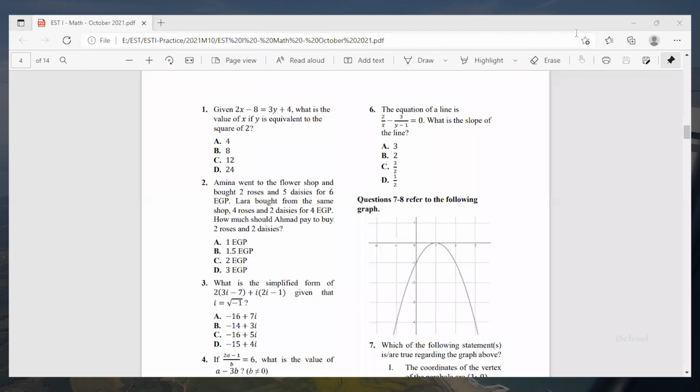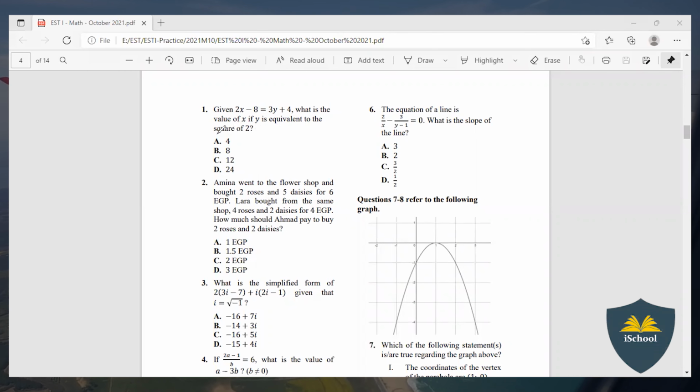Today we will solve some problems about the EST exam. Now, question number 1, given 2x minus 8 equals 3y plus 4. What is the value of x if y is equivalent to the square of 2?